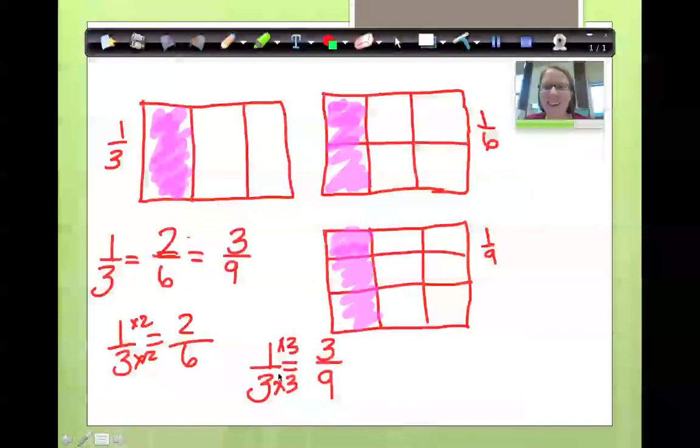Now this is what you're going to see in your homework, where you're going to have to write me some equivalent fractions.